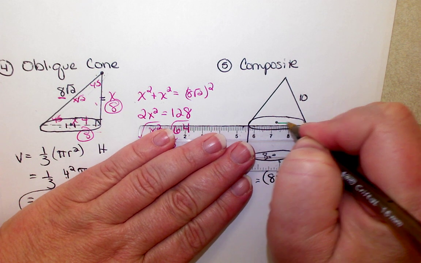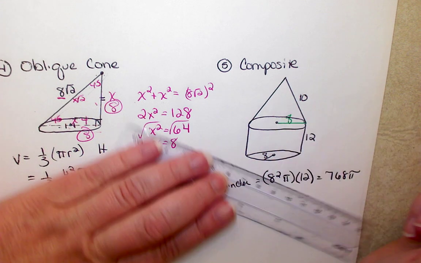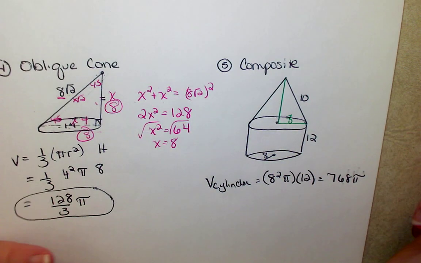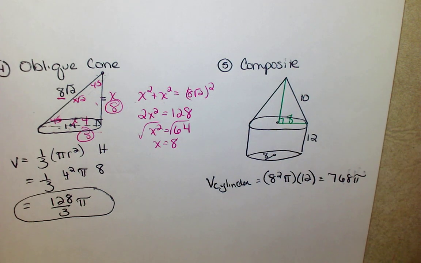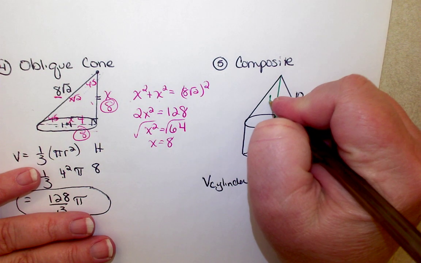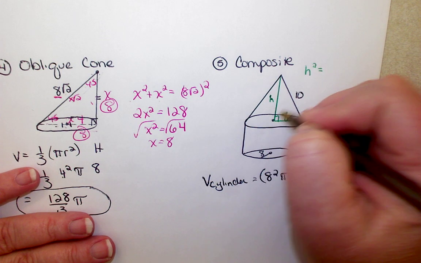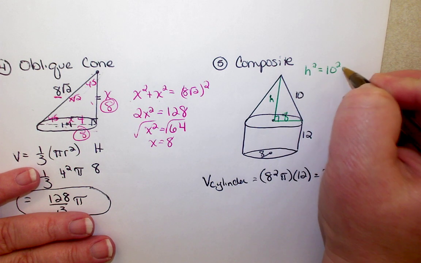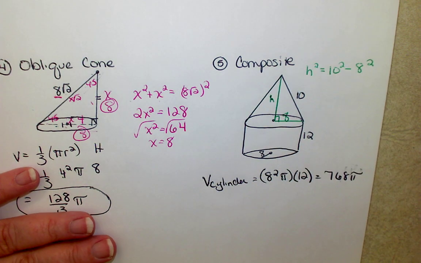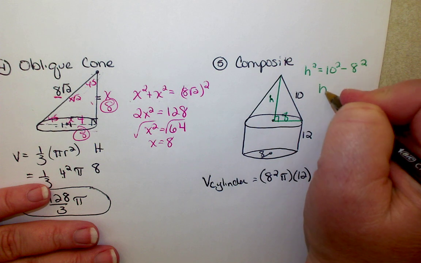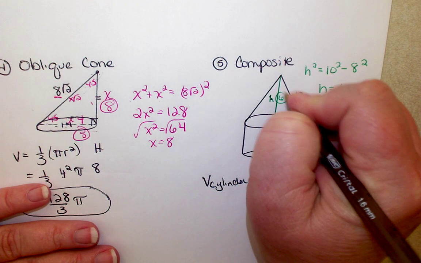If the radius of the cylinder is 8, that means the radius of the cone is also 8. So when I draw in the altitude to create the height, I've got a right triangle that I know 2 sides for. So I'm going to say my leg squared is equal to the hypotenuse squared minus the other leg squared. So we've got 100 minus 64, which is 36, and the square root of 36 is 6.